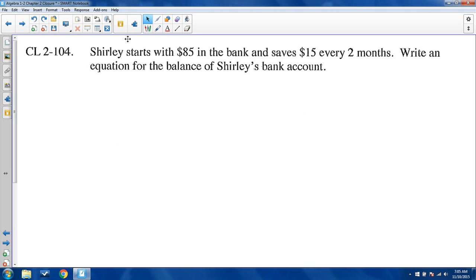Okay, number 104. Here's an example of a word problem with that same idea. Shirley starts with $85 in the bank and saves $15 every 2 months. Write an equation for the balance of Shirley's bank account. Well, surely I will do that.